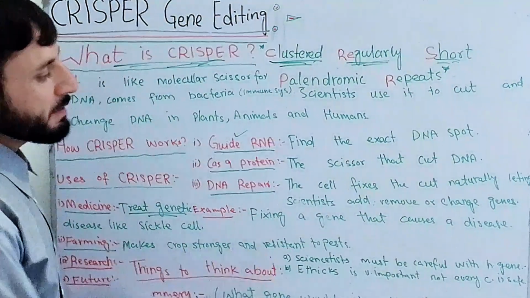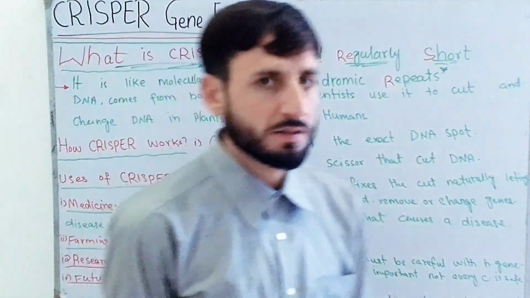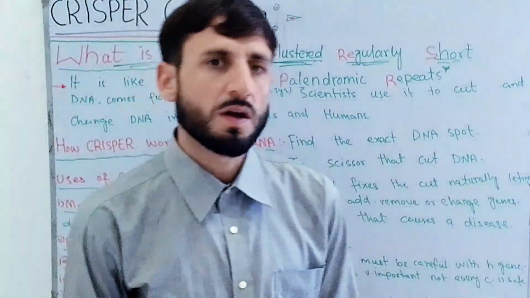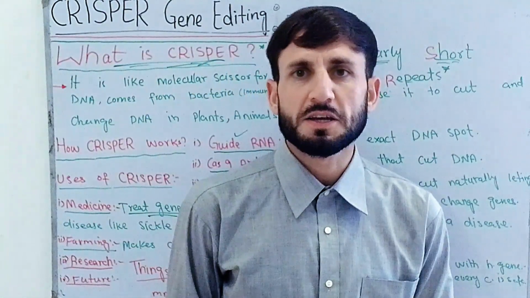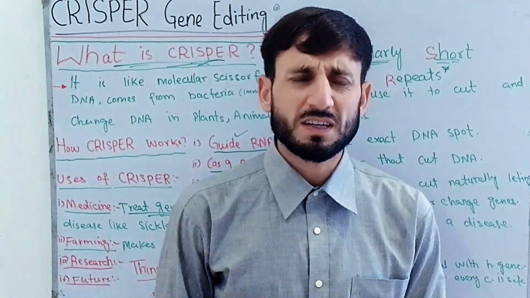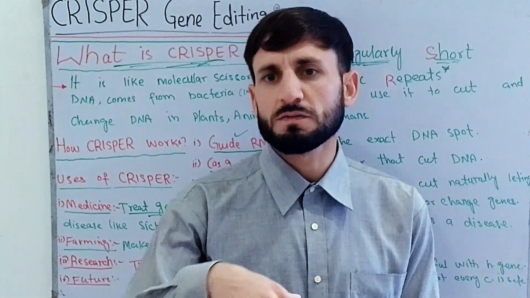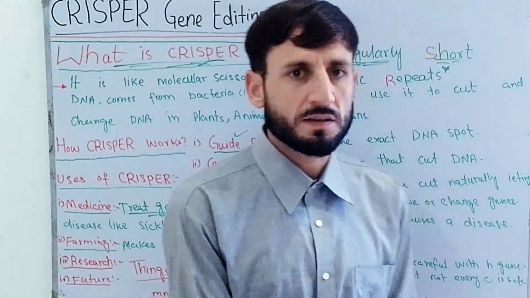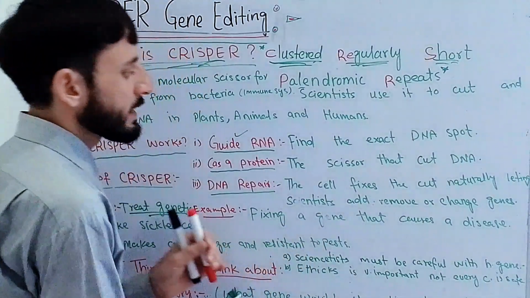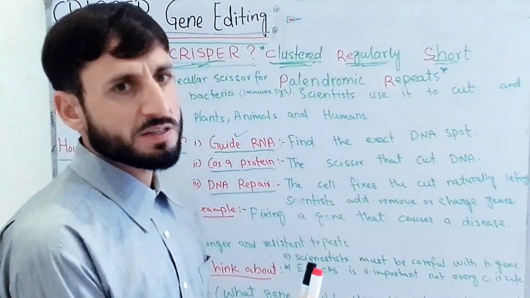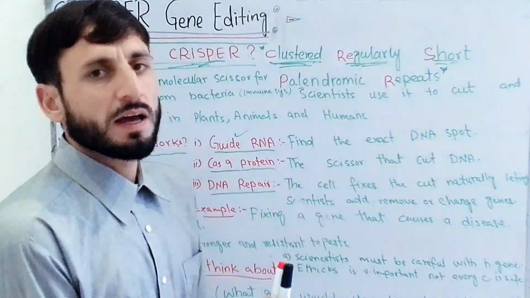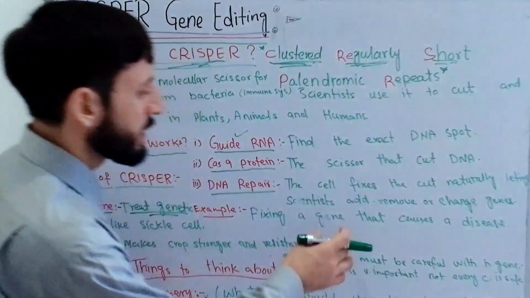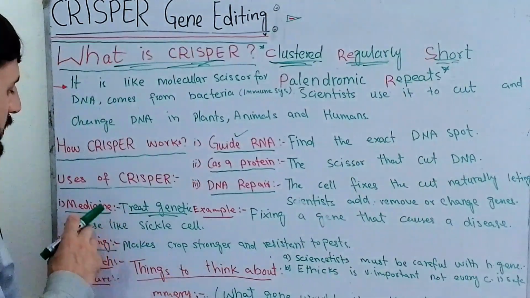Right? Example: fixing a gene that causes a disease. For example, scientists use this tool to study sickle cell anemia, to know what the reasons are, or which gene causes sickle cell. So scientists use CRISPR editing to find out which gene within a plant is effective, right?